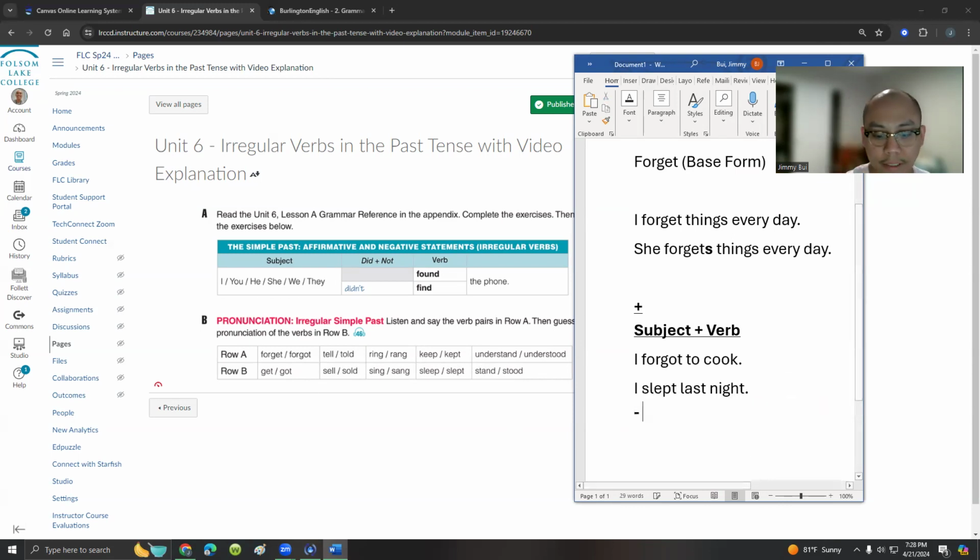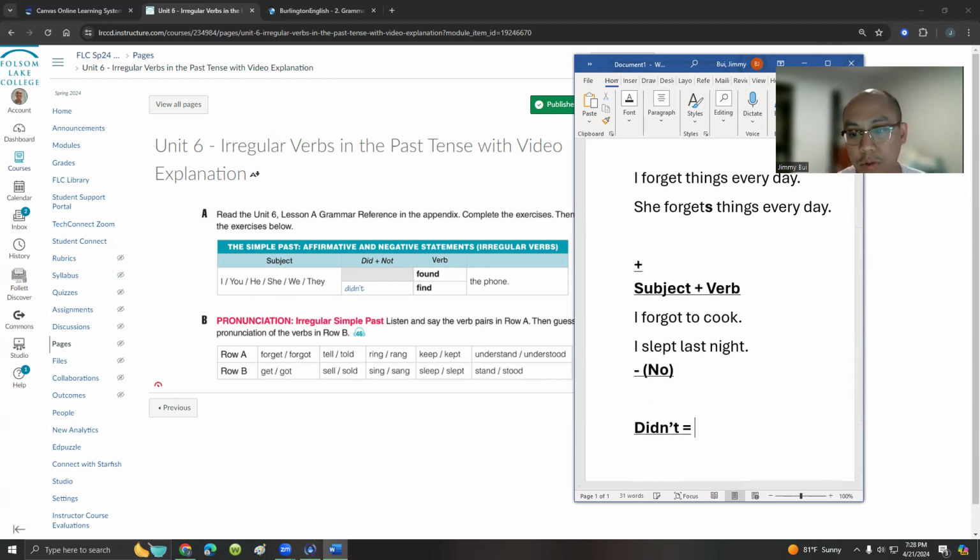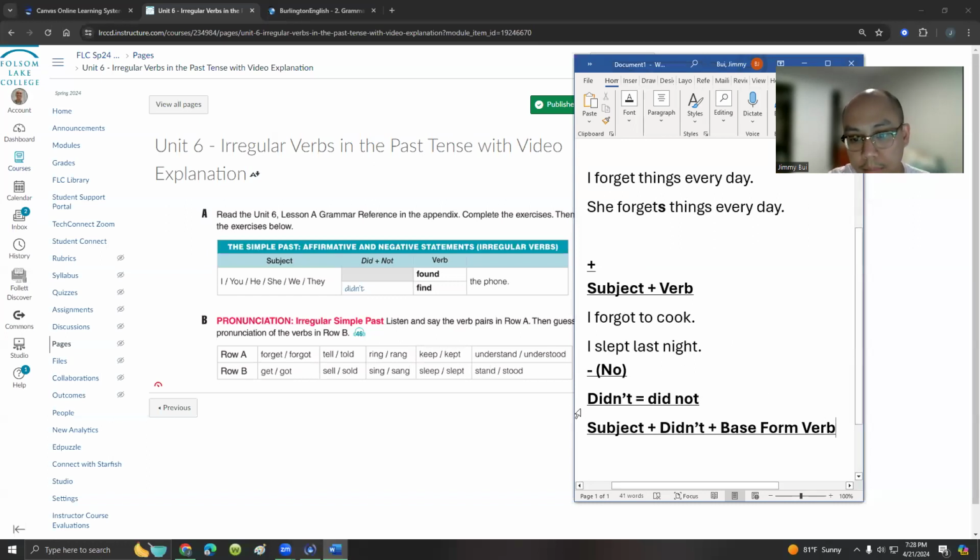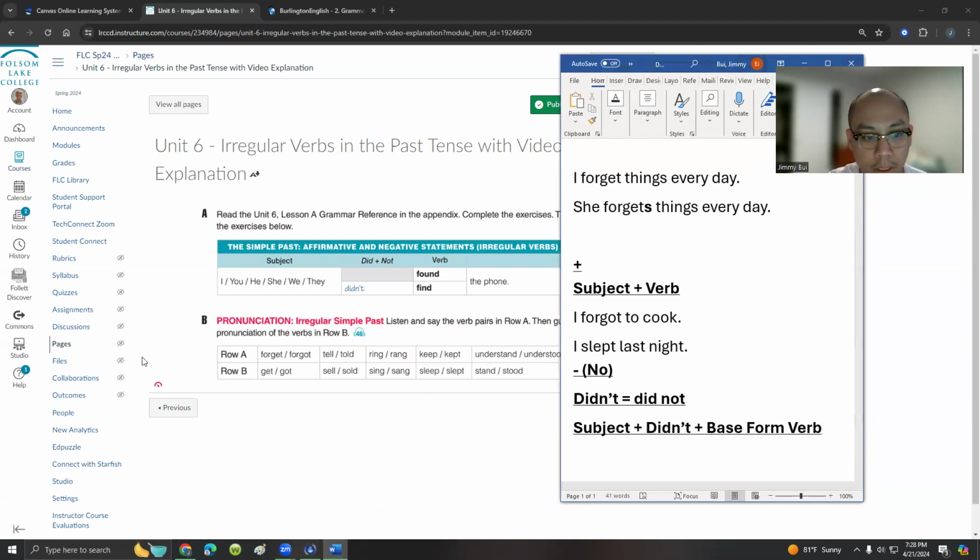Now, when we have a negative statement, or a word that means no, we use didn't, which equals did not. Okay. So in the negative statement, subject plus didn't plus base form. Okay. So the base forms of the verbs are going to be on the left here. Forget, tell, ring, keep, sleep, sing, sell. So we don't have to use the irregular form.